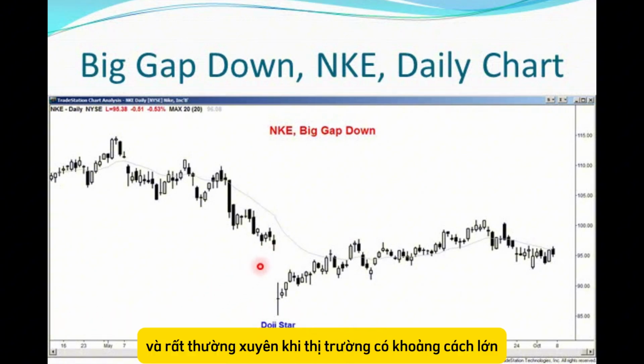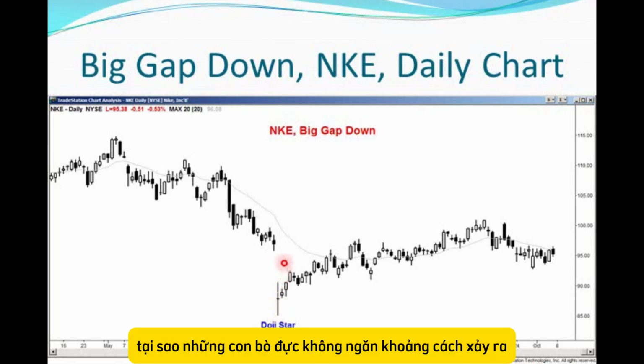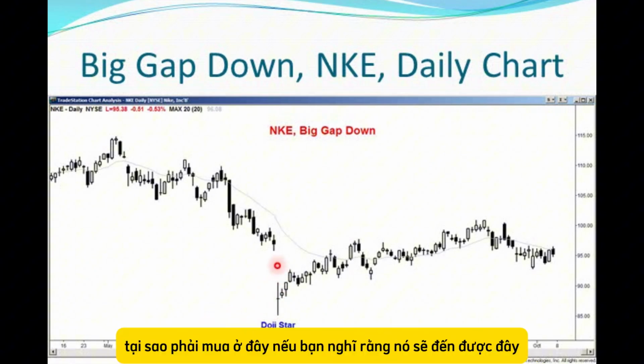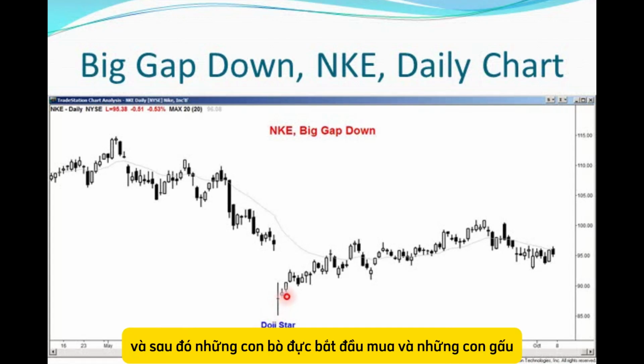And very often, when the market has a big gap, it trades down to the support area, and all of a sudden, bulls appear. And you say, wait a minute, why didn't the bulls prevent the gap from happening? Well, if you're a bull and you think it's going to test support, why buy here if you think it's going to reach here? So they just wait until it gets here, and then the bulls start to buy.